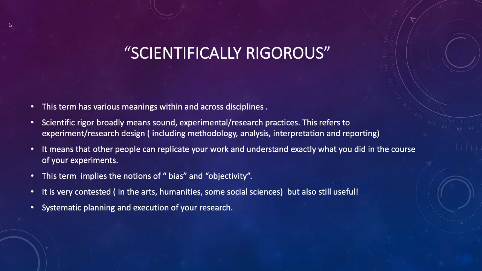And I think that is a really expansive and generative way for us to understand scientific rigor. And it's a definition that I think is also quite inclusive because it doesn't deepen that divide between the humanities, the social sciences, and the natural sciences. So you will know within your context, within your field, and within your discipline, you will find out how these notions of bias, objectivity, and rigor come into play. But like I said, systematic planning and execution of your research.